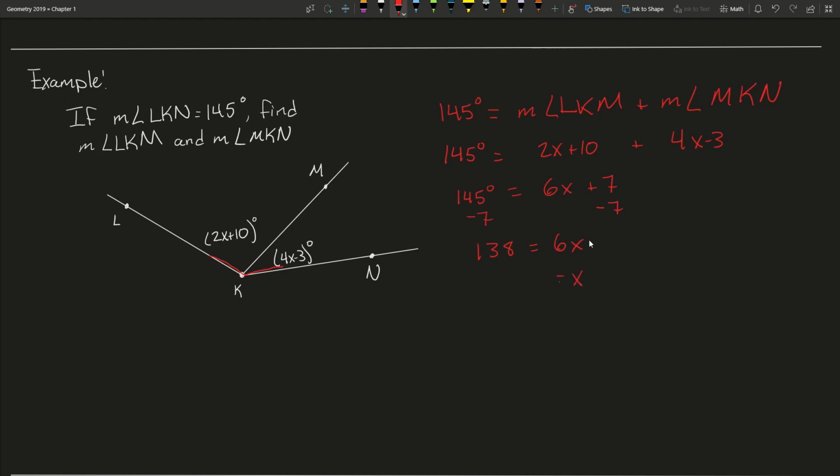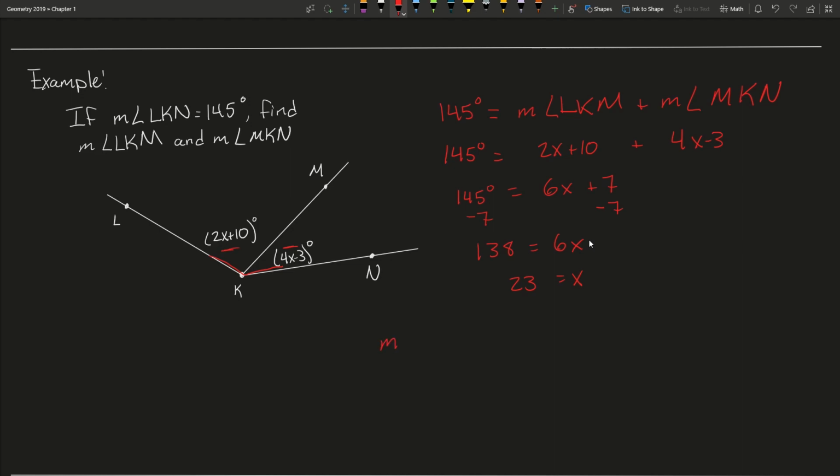So x is equal to 23. That doesn't answer our question though. We want the measure of LKM and the measure of MKN, not just x. So then we have to substitute x into each of these expressions.